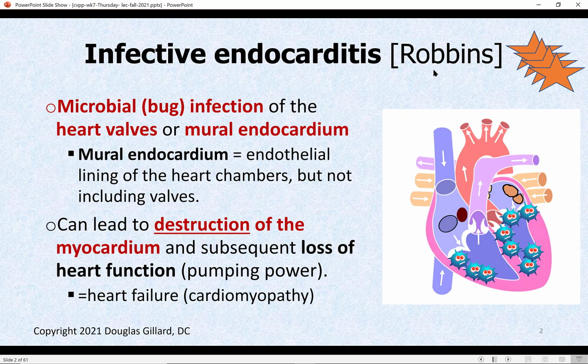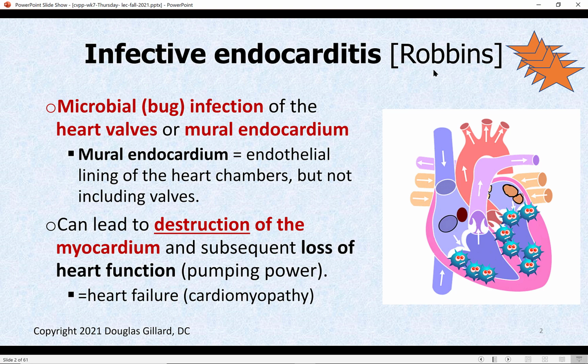We've been talking about the heart and its pathologies, and let's start out with something called infective endocarditis. The source of this is Robbins, which is a chiropractic board book, and a medical board book for that matter. So what is it?